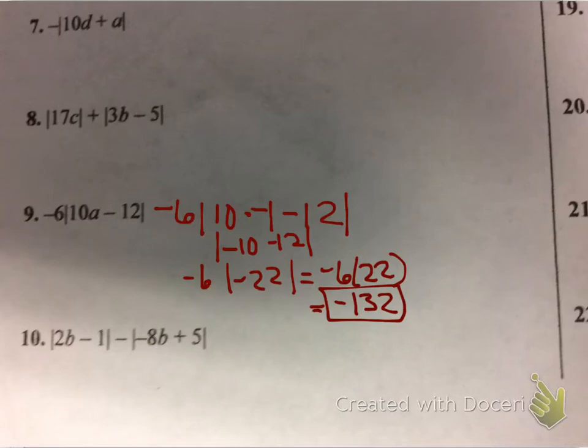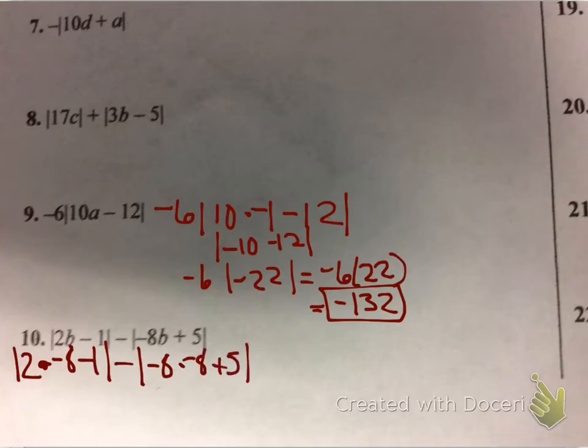Okay, I think there was a similar question like that on the quiz, if not exactly like that, so you got to be careful with those type of questions. Okay, finally here, I'm going to put here the absolute value of 2 times negative 8 minus 1, absolute value of that minus absolute value of negative 8 times a negative 8 plus 5.